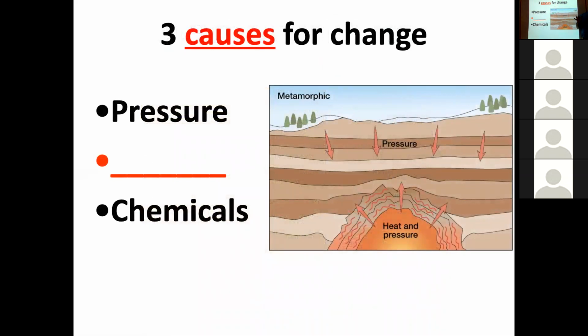So there are three causes for the change in rocks to make a metamorphic rock. First was pressure. So if it's underground and there's the weight of all of this rock pushing down on it, all that pressure. Heat, so heat from underground magma, and then chemicals, which are natural chemicals. It's not like an accident or a chemical spill or something like that. But pressure and heat, those are the two main ones. Chemicals, not so much.